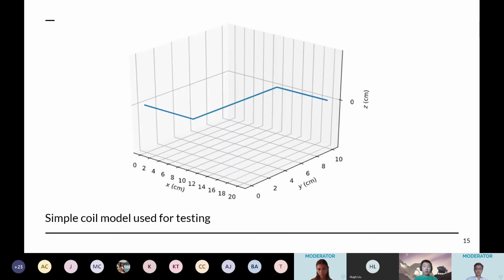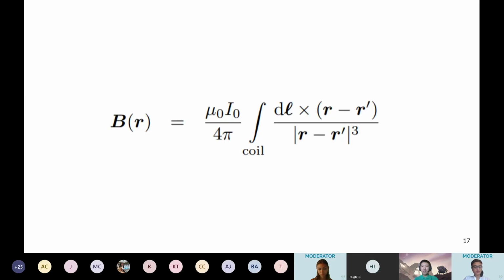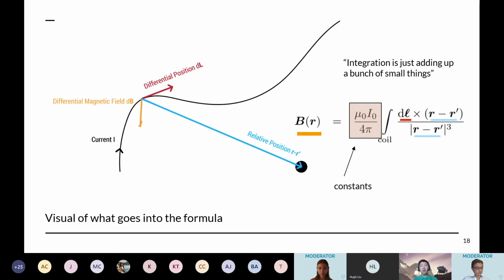Okay, so to test and validate Biscuit, we used a simple coil for testing. It's not really a coil, more a zigzag. But the reason we use this is because there's a very simple solution for this that we can compare to Biscuit as a reference. Now, let's talk about the Biot-Savart law, the namesake of Biscuit itself. This formula looks very scary, but in essence, the Biot-Savart law is a formula to calculate the magnetic field around a coil carrying some amount of current. Don't worry too much about the integral sign. I'll explain what this means. Let's get a picture of what it is.